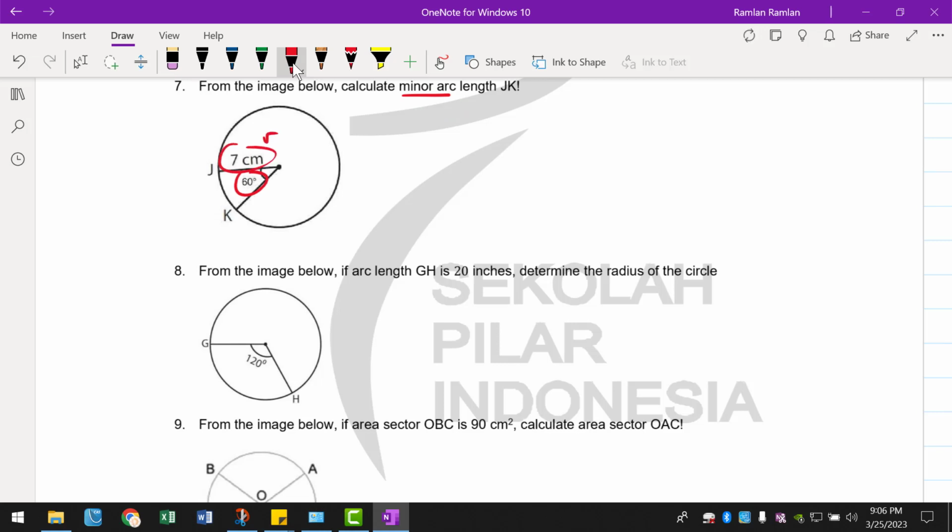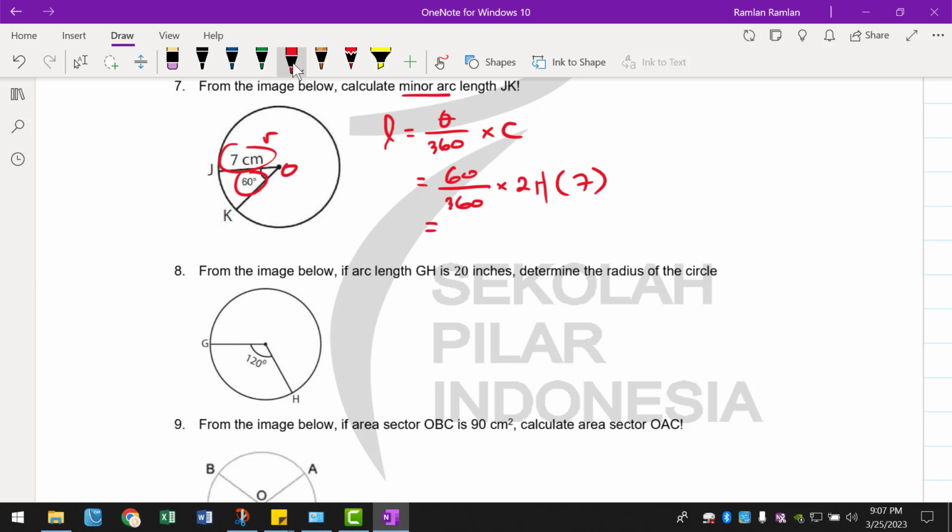As we know, the formula for the arc length of a circle is equal to theta over 360 times the circumference of the circle. Theta is the angle that is made from the center of the circle, from J and then to K. In this question it's pretty obvious, it's 60 degree, so that will be equal to 60 over 360, and the circumference of a circle is 2 pi r, so just write in 2, and then pi, and then the r is 7 over here.